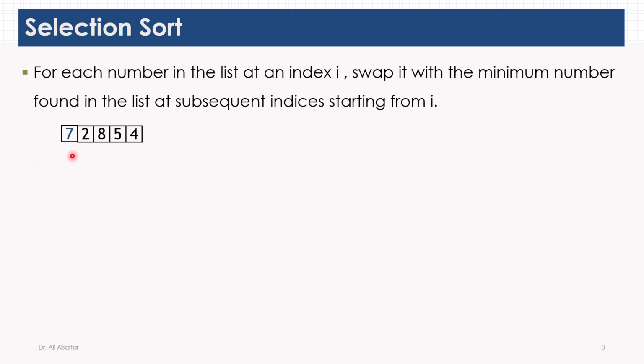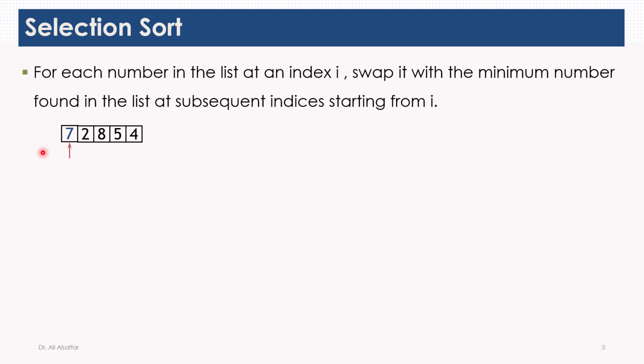It starts from the first element, which is at index 0, which is 7. And then we look at all elements on the right-hand side of 7, starting from 7. So 7, 2, 8, 5, and 4, and find the minimum. So which number is the minimum? The minimum is 2. So therefore, we swap it with 7. So 2 is the minimum, and will be placed at index 0.